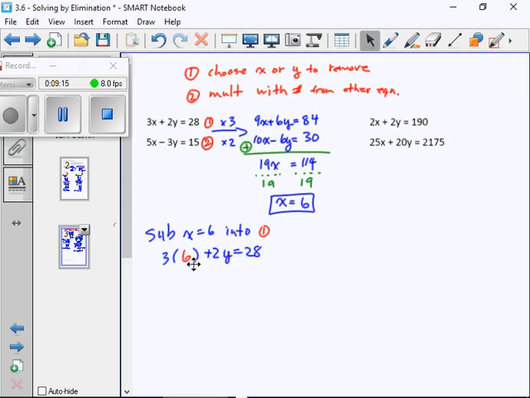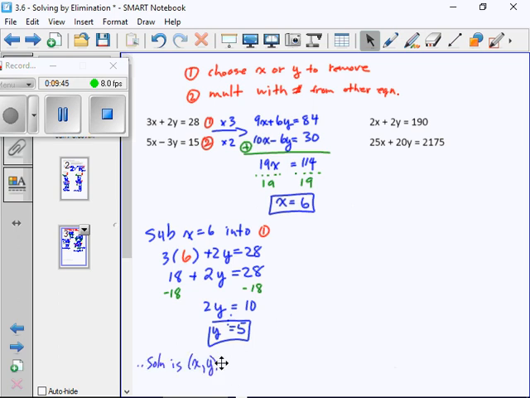So once we've punched in the number 6, 3 times 6 gives us 18 plus 2y equals 28. Remember, the 3 times 6 gives us the 18, and then there's a plus 2y, and then we bring down the 28. Now, in order to get rid of the 18, we're going to subtract 18 from both sides. And we end up with 2y equals 10. And that eventually solves to y is equal to 5. So now, the solution for this problem, xy, is going to be 6 and 5. And we're done.